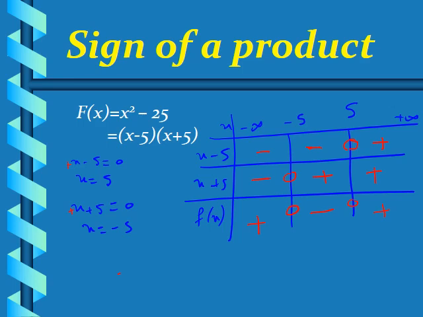F of x is positive when x is between minus infinity and minus 5, and 5 and plus infinity. X belongs to minus infinity to minus 5 union 5 to plus infinity. F of x is negative here, so it is from minus 5 to 5.